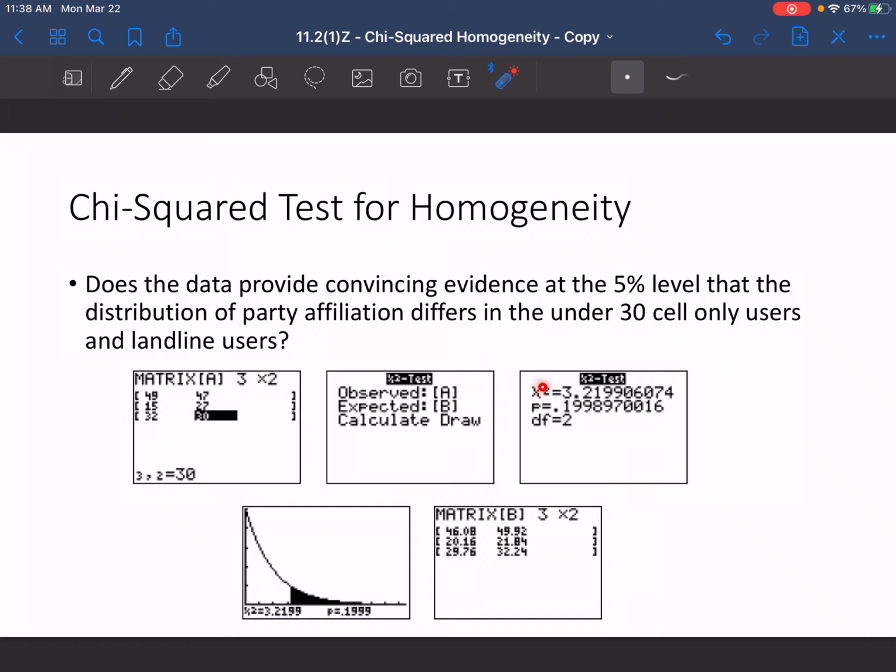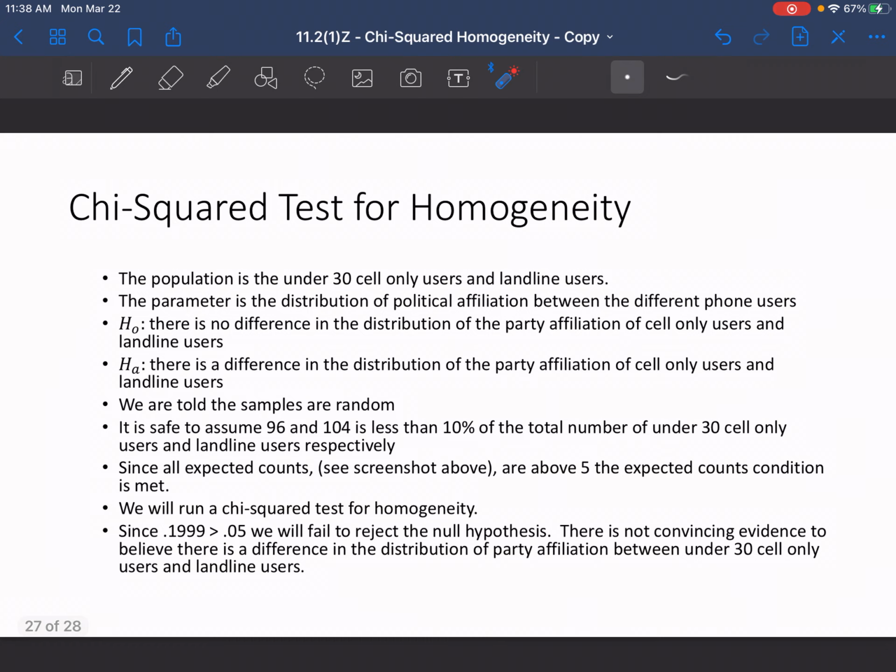We would hit calculate. That would give us a chi-squared statistic of 3.2199 with a p-value of 0.199 and degrees of freedom of 2. And if we wanted to find our expected values based on our observed values, we could just go back to second matrix, arrow over to edit, find matrix B, and we would see our expected values listed right there. So again, if we're asked to prove whatever we need to prove based on our chi-squared test, we actually have to run the entire test.